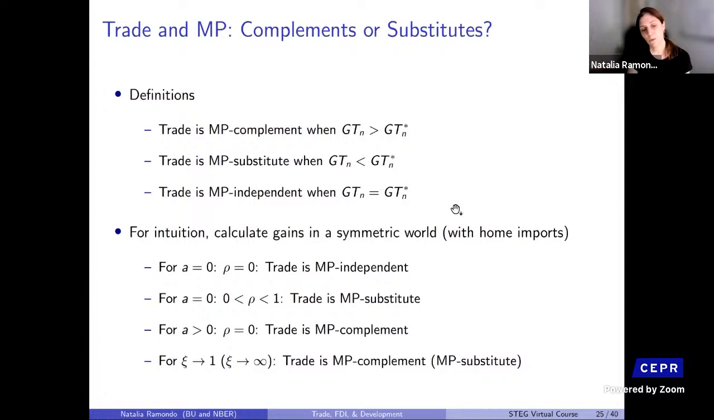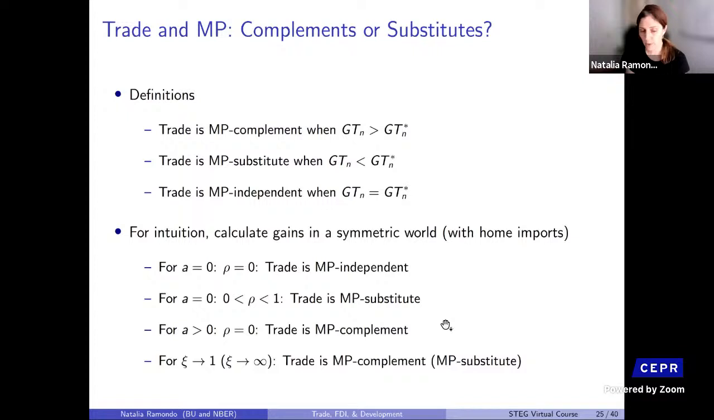I don't have time, so I'm not going to do it, but research-wise, how we proceeded: we worked a case under symmetry, so we could have all the objects of interest, these gains, in terms of parameters instead of the sufficient statistic approach. And we could see extreme cases where we could characterize these gains and put signs. And that's what was done in the paper.